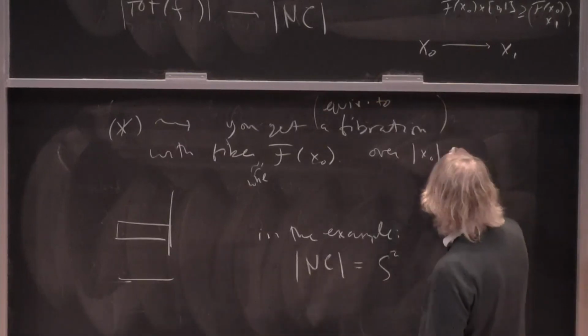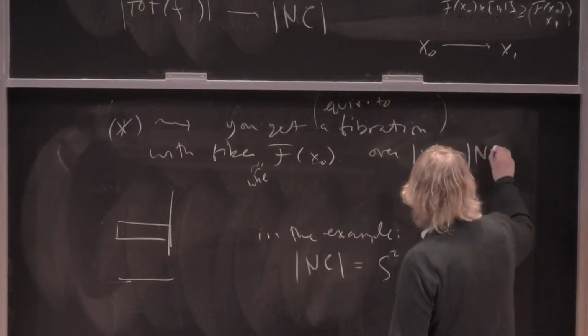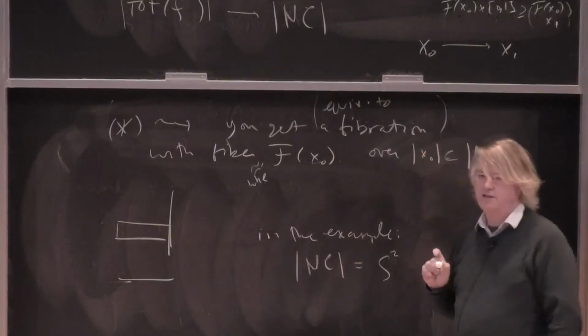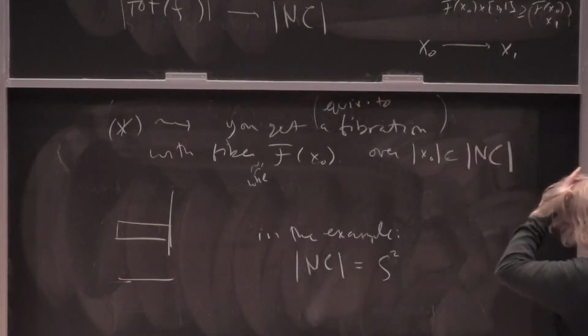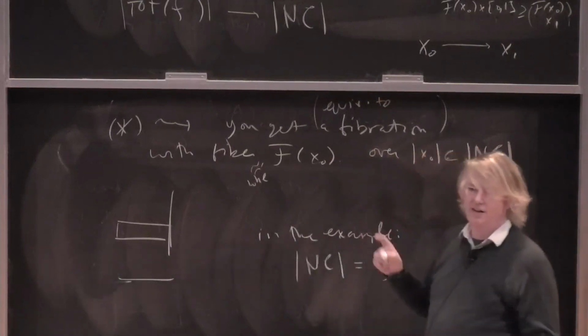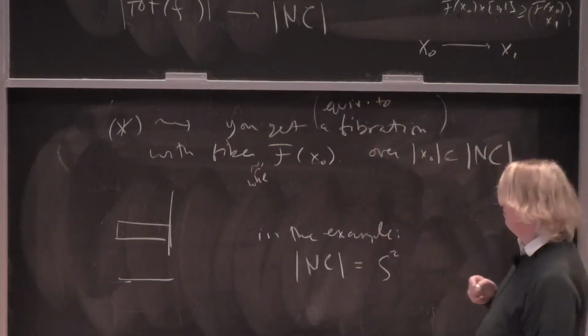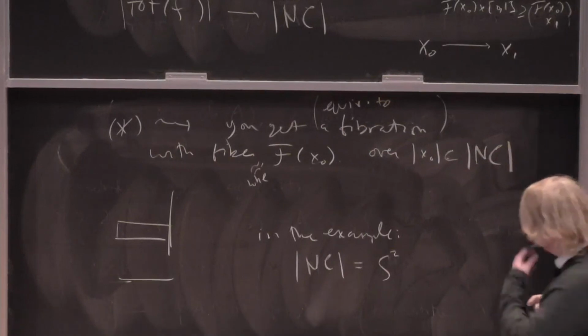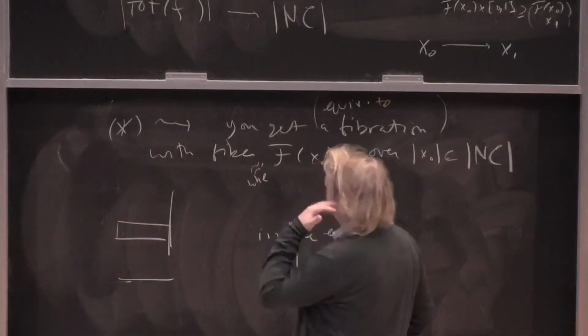Yeah, this is a point inside the nerve, the realization of the nerve. I mean, it would suffice to say that if this was connected. But if that's not connected, then it might have different connected components where the fibers are different. Okay. So in our example, this realization is S2.